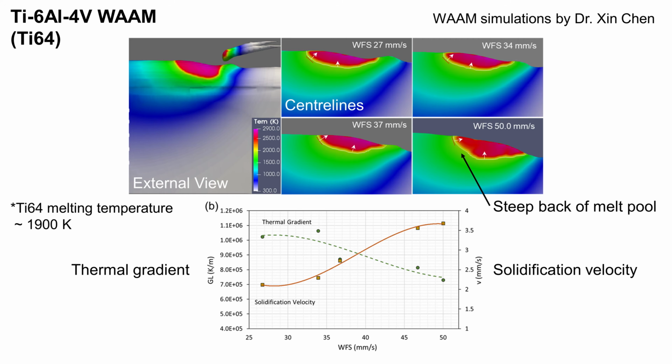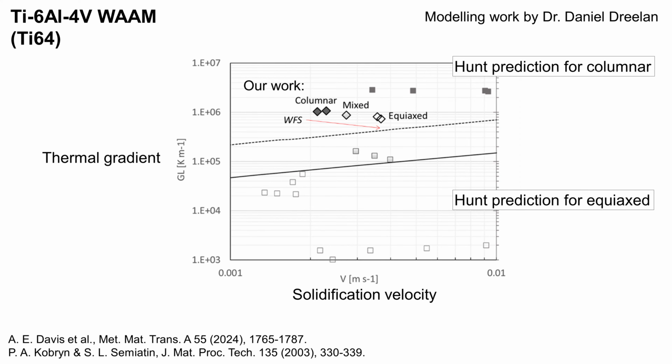Usually with WAM, we use a large remelt depth of the substrate when depositing wire layers to avoid defects. If you increase the wire feed speed, the heat energy is effectively redistributed from the remelt to the larger volume of material you're trying to melt. This leads to only a small reduction in the thermal gradient. If we plot this on a Hunt map, our Ti-64 samples with columnar, mixed and equiaxed grain structures are all above the predicted columnar line, demonstrating a breakdown of the CET theory.